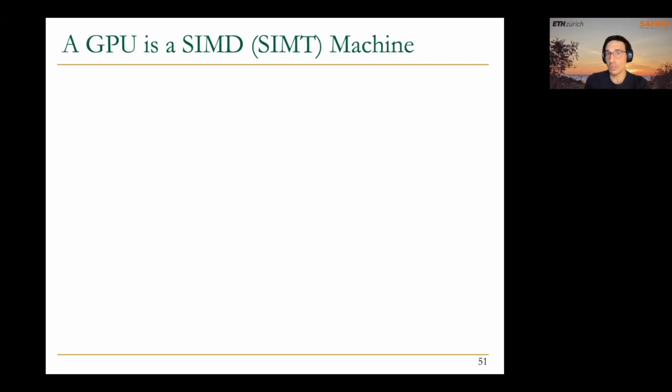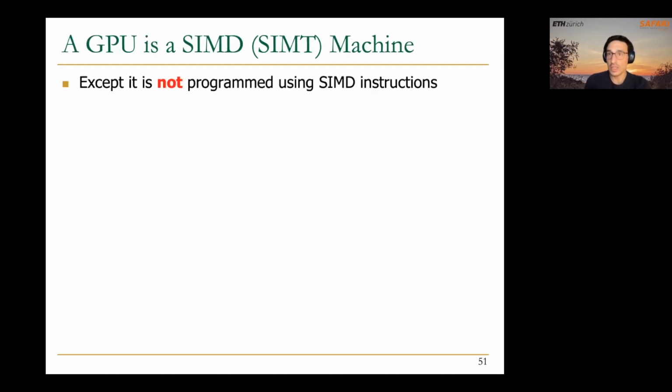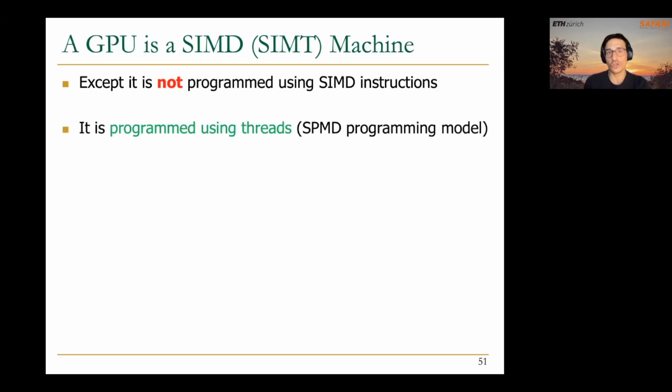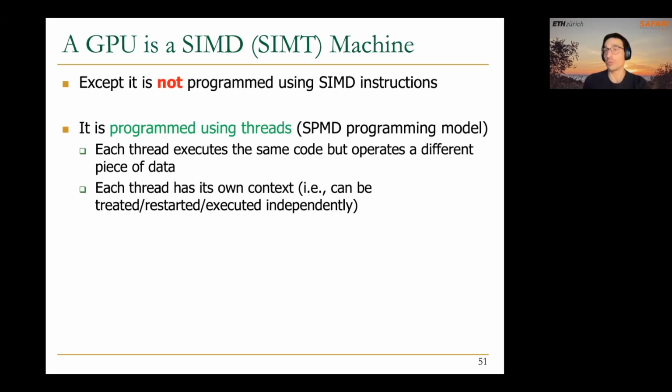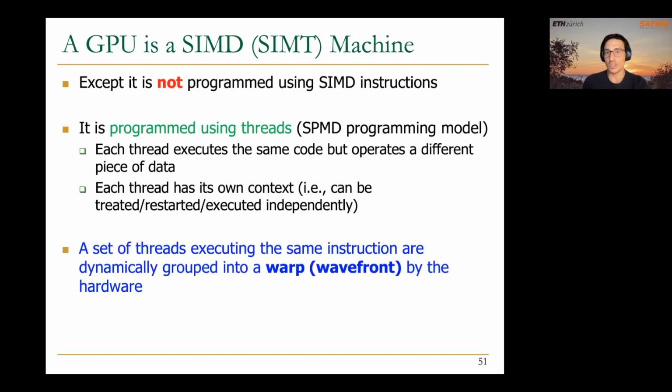So a GPU is a SIMD machine. The main difference with a SIMD machine is that we don't use SIMD instructions to program. Instead, what we use are threads, and that's why we say that we are using the single program multiple data programming model. So each thread executes the same code, but operates on a different piece of data. And we can assume that each thread is going to have its own context. After writing the code, it will be the responsibility of the hardware to generate the SIMD instructions from the code that we have written for threads.